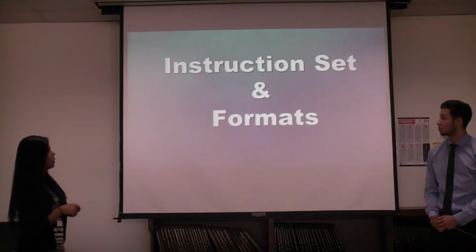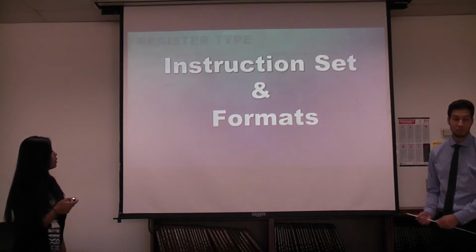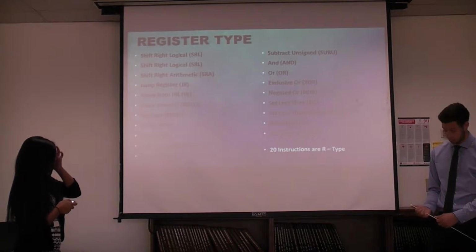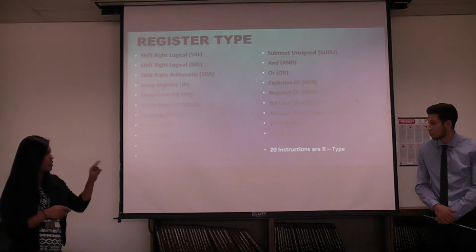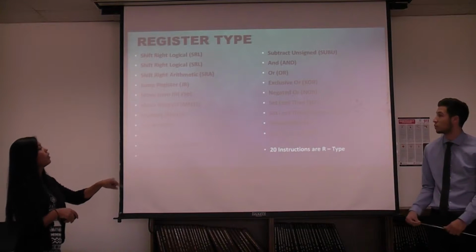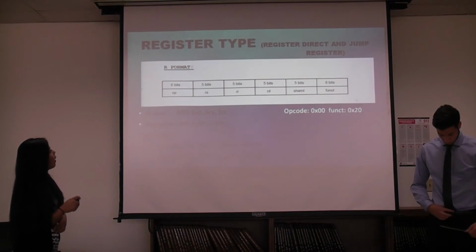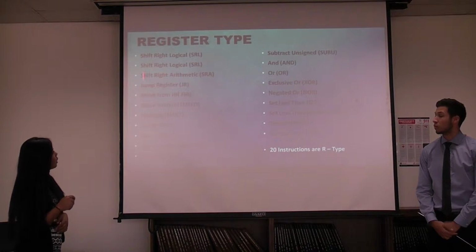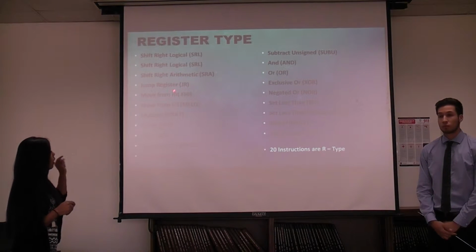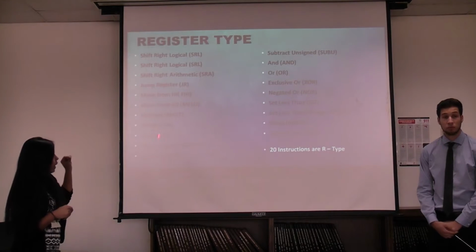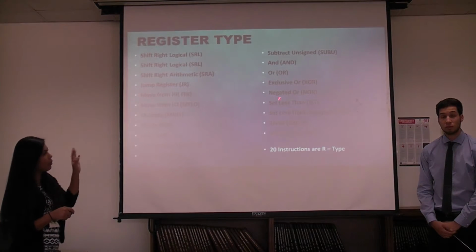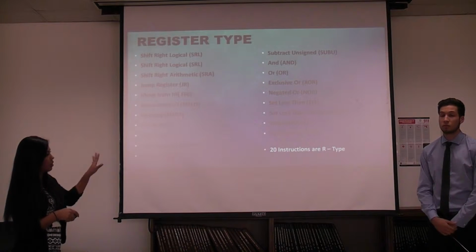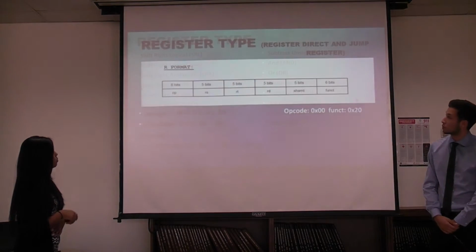Okay, so next up is instruction set and formats. Our first instruction format is our R type, which we have here. As you can see, we have 20 instructions in the R type. We have our shift, our jumps, our move high and low. We have the multiply, divide, add, our subtracts, and, or, our set less, our break, and our set high. These are our R type instructions.